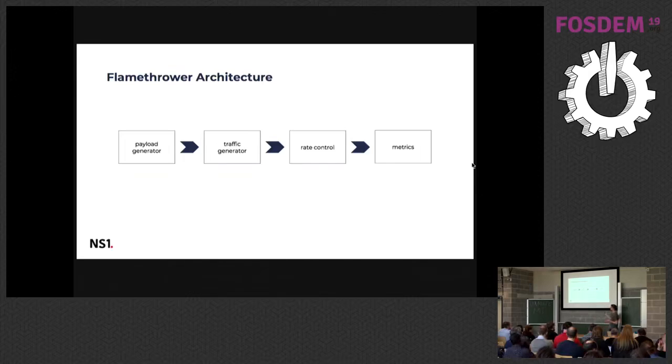This closely interacts with the rate control, because the traffic generator can send the queries in batches, and sometimes you want to put a limit on top of that. So that's what the rate control is there for. And there's yet another component to collect the metrics in a format that is useful, for instance, for machine processing.